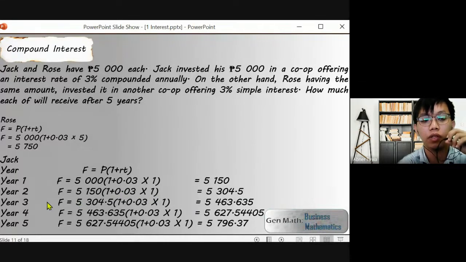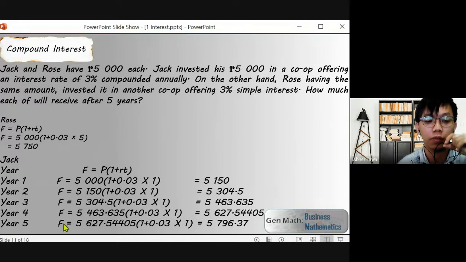So same yung value ng rate of interest and then the length of time. Okay? So same din dito sa year 3, magkakaroon siya ng bagong principal amount. Yung maging principal amount niya is yung future value dito sa year 2, which is 5,304.5 pesos. So that is yung kanyang principal amount sa year 3. And if you're going to solve the future value in year 3, that will be 5,463.635 pesos. So same din sa year 4, yung kanyang maging principal amount, yung future value ng year 3. Then finally din dito sa year 5, ang kanyang magiging principal amount will be the future value in year 4.